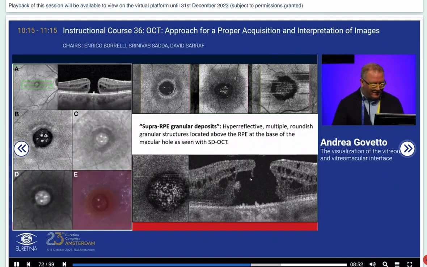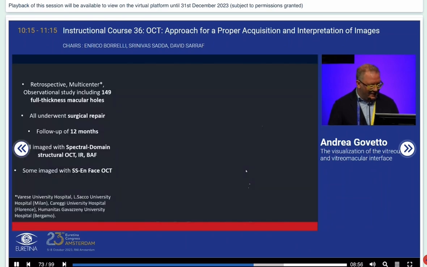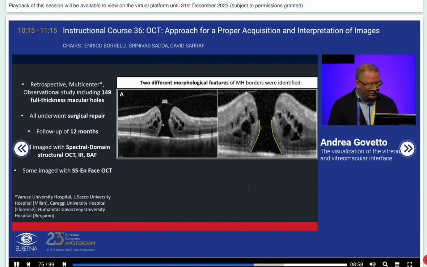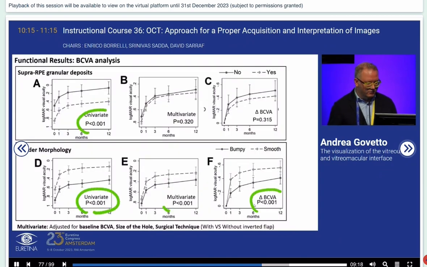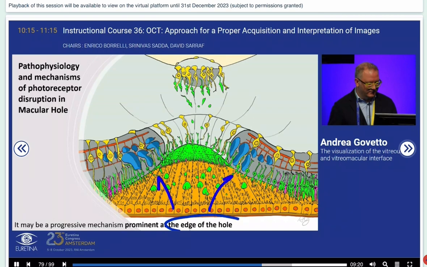Okay, very briefly, in full thickness hole, also new things that we discovered with OCT. Just look at the border of this hole. How do you know the health of the photoreceptors at the border of the hole? Consider that the hole is like a small retinal detachment. So here, the borders are perfectly smooth, and here they are bumpy. Something is missing. Photoreceptors are missing there. So what's happening? Let me go just briefly through all this.